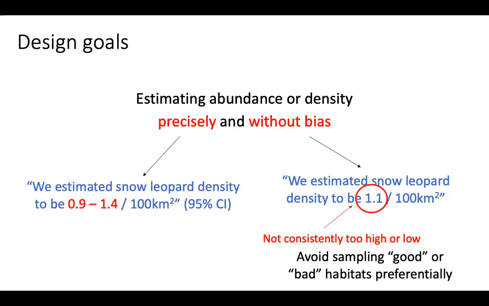So that's bias. If we look at precision a bit more carefully, another thing that we'd like to say at the end of our survey design, at the end of our survey, is to give some kind of an assessment of how uncertain we are in our estimates. So we won't just say we estimated snow leopard density to be 1.1 per 100 kilometers squared. We'd say something like we estimated snow leopard density to be somewhere between 0.9 and 1.4 animals per 100 square kilometers with 95% confidence. And what we'd really like is for this confidence interval to be as narrow as possible. And that's what we mean by precise estimates. How do we do that? Mainly through getting a big sample size.